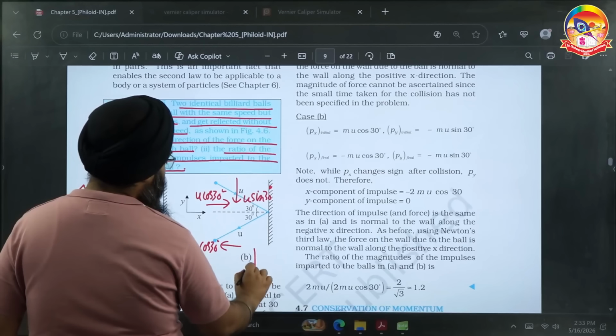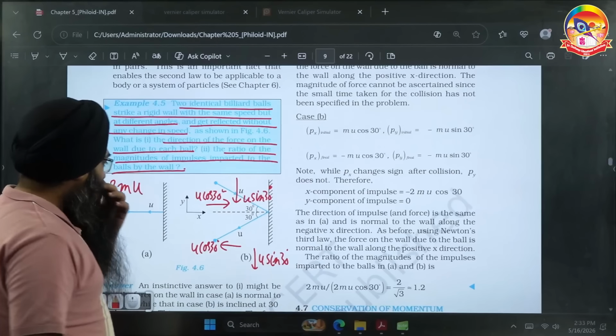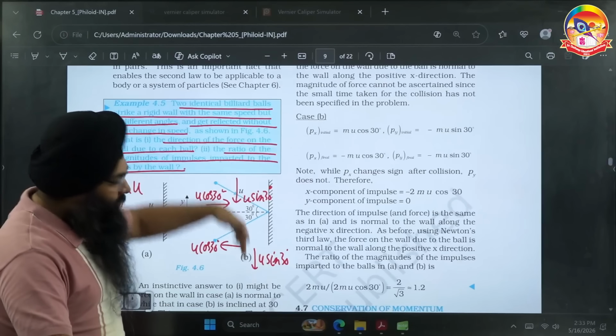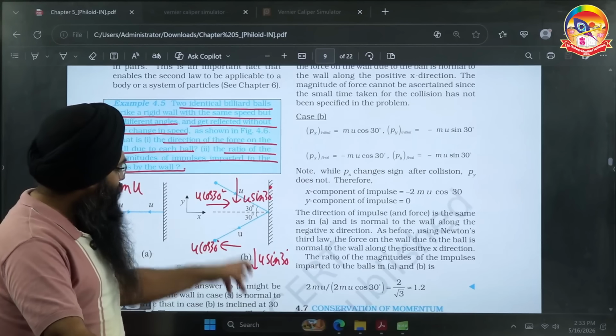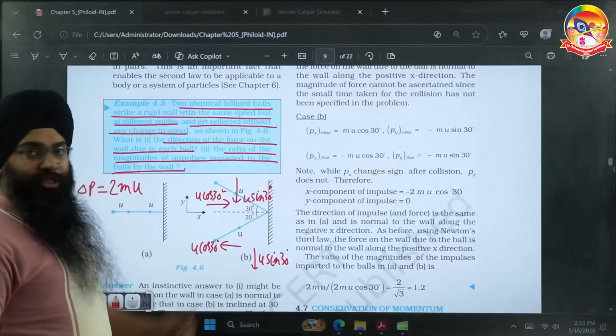And here what you will get? u sin 30. If you see properly, there is no change in the momentum in the y direction. In the y direction, u sin 30 are both in the same direction. The only change is in the x direction.